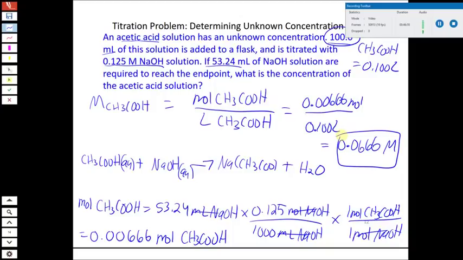So same steps as the last problem, just a little bit different because here we didn't have the mass of our known substance and its molar mass. We instead had a volume and a molarity. So once we know the volume and molarity of one of the solutions, we can find moles of that solute, NaOH. We relate the moles of our unknown using stoichiometry, the mole ratios, and then we divide that by the volume. So typical type of titration problem here where we're finding an unknown concentration. Okay, questions on that one?